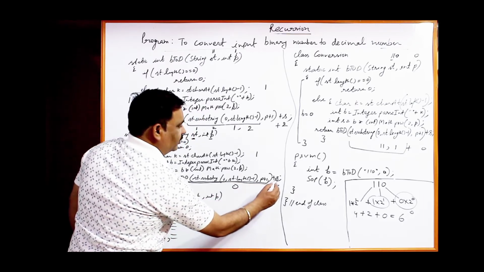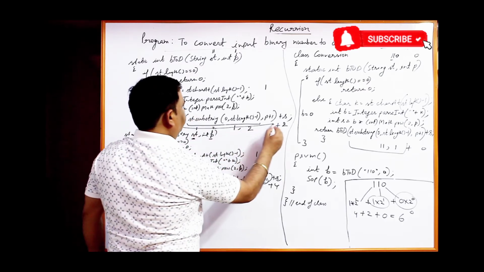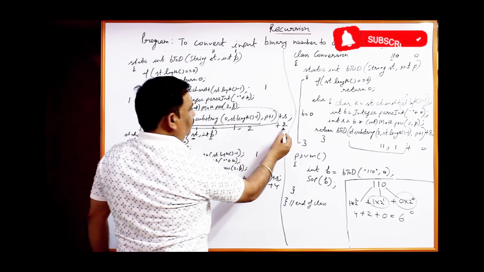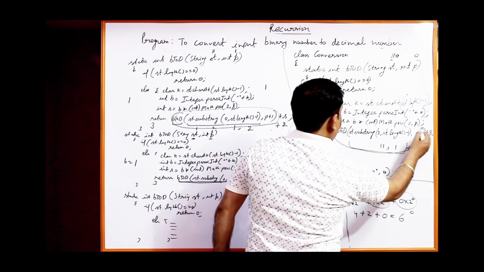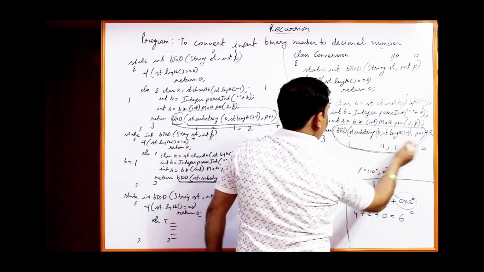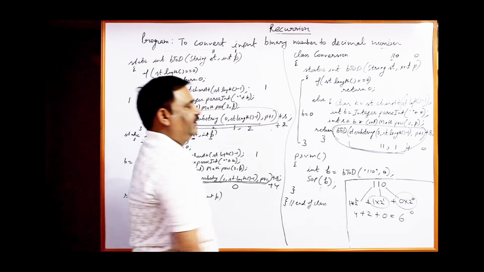And here s was 4, 0 plus 4, 4 will be returned to this function, and 4 plus 2, 6, 6 will be returned finally to this function, and 6 plus 0 is 6, finally 6 will be returned back to the b and 6 will be printed here.